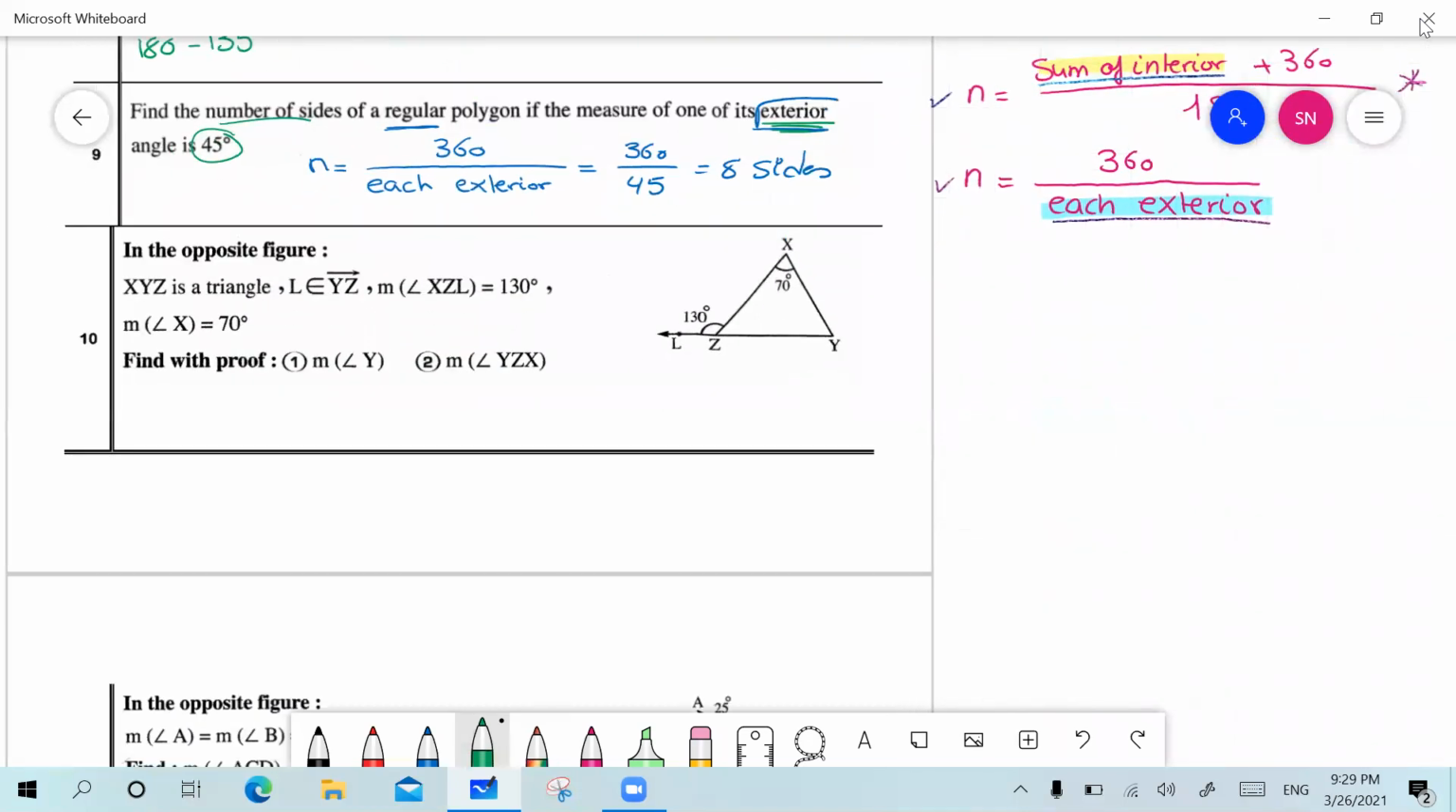Now let's go for number 10. XYZ is a triangle and L belongs to YZ. Measure of angle XZL is equal to 130. Measure of angle X equal to 70. I want to find first measure of angle YZX and then measure of angle Y. Okay, so who's going to answer this question first? Mustafa?